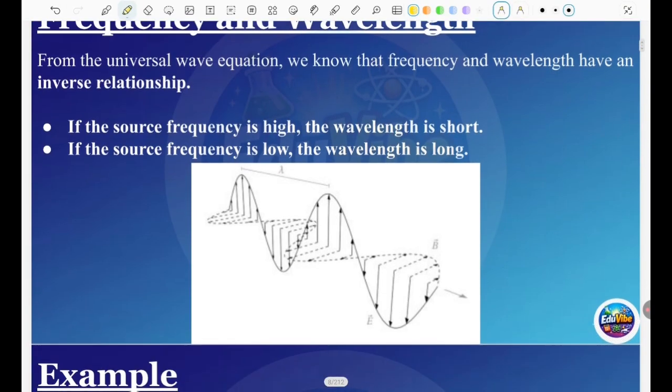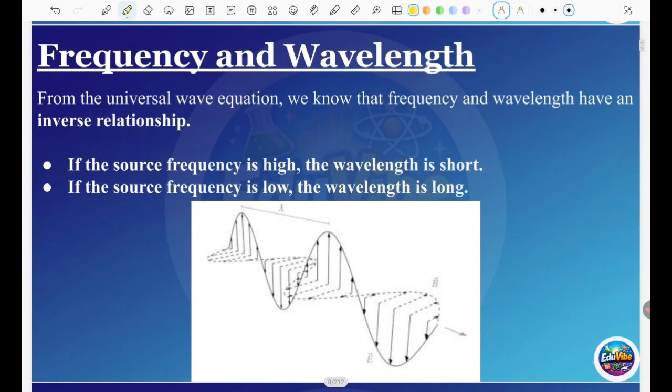The last thing to discuss before the example is that frequency and wavelength have another very important relationship. From the universal wave equation, we know that frequency and wavelength have an inverse relationship. So if the source frequency is high, the wavelength is short. If the frequency is low, the wavelength is long. As you can see over there.